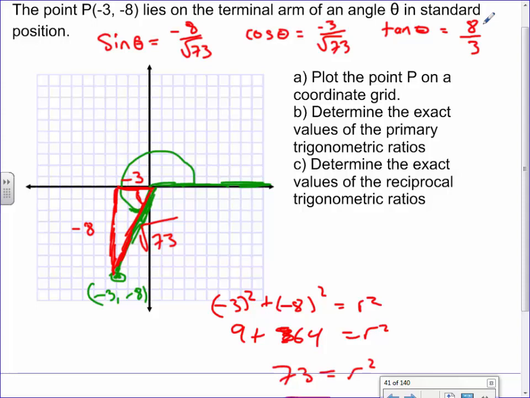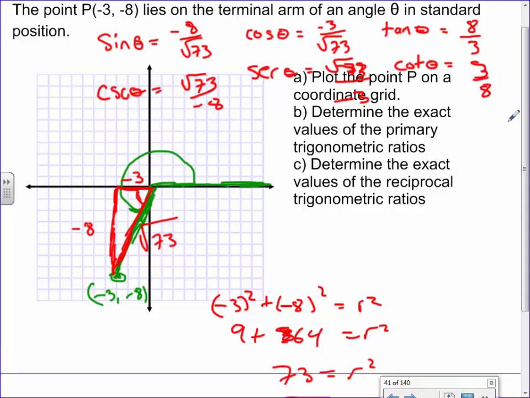Okay, in case you're wondering, that is grade 11 curriculum. Here's the grade 12 curriculum, but I'm going to show you grade 11s anyways because that's honestly not that hard. If I want you to write the other 3 ratios, it works like this. Cosecant is root 73 over -8. Secant is root 73 over negative 3. Sorry, it's messy. Cotan becomes 3 over 8. That's it.